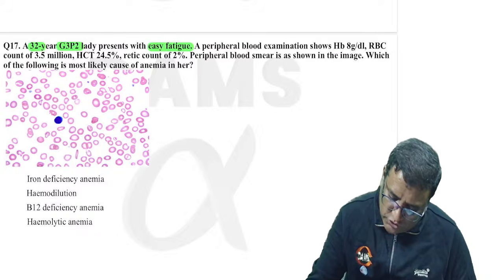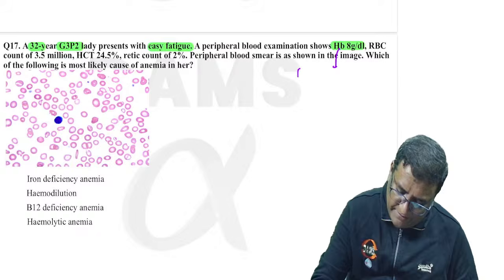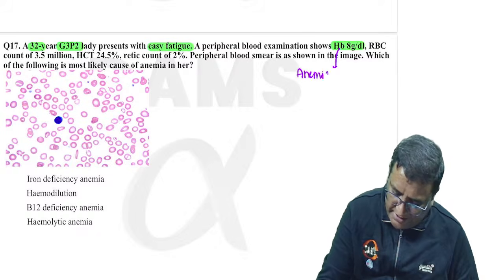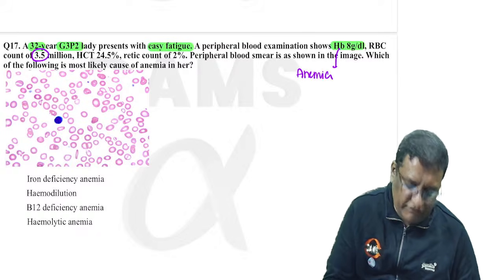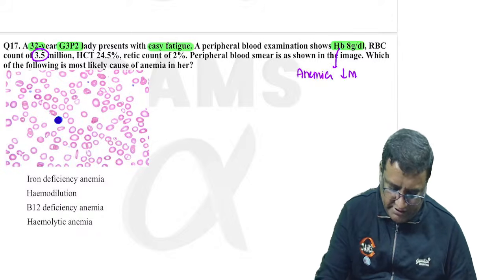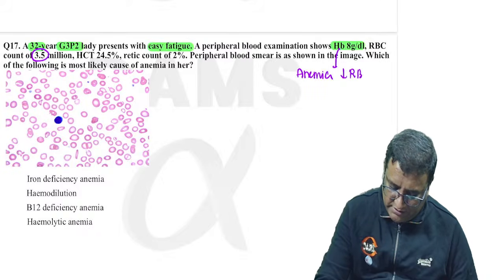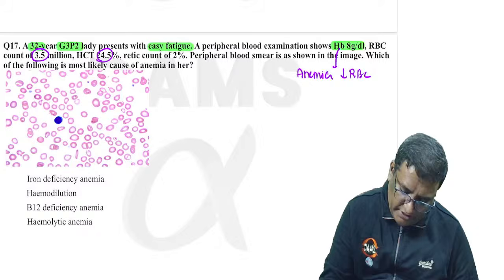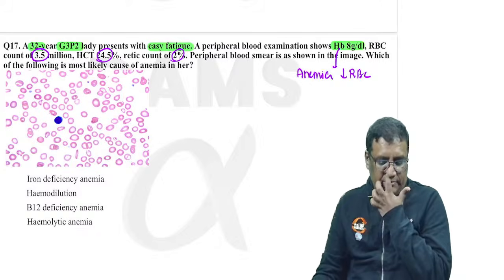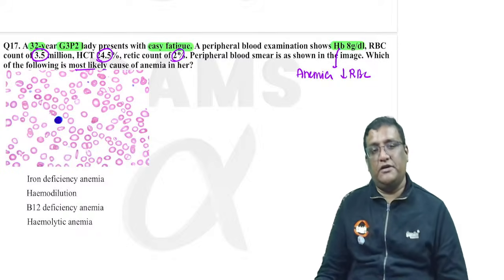Peripheral blood examination shows hemoglobin 8. Now we can understand, the patient is definitely having anemia. Hemoglobin is 8, anemia. RBC count 3.5 million, so decreased RBC. I'm not thinking of thal minor, isn't it? Hematocrit 24.5, retic count 2%. Peripheral blood smear is as shown in the image. Which of the following is the most likely cause of anemia in her?